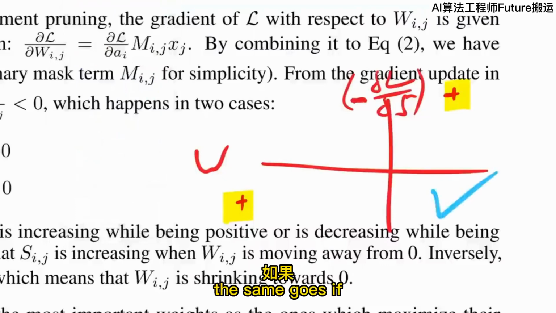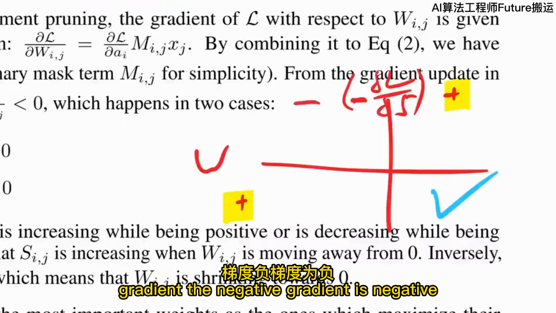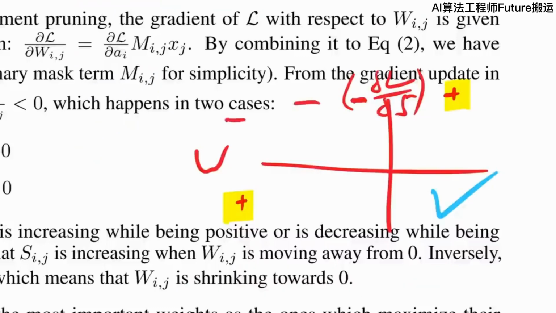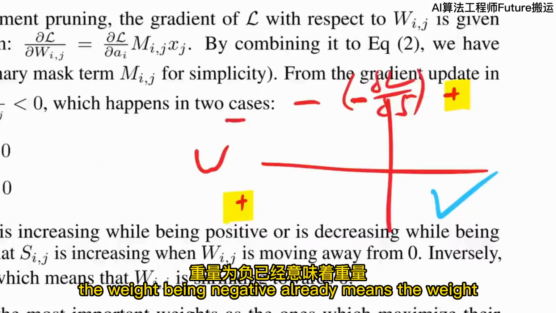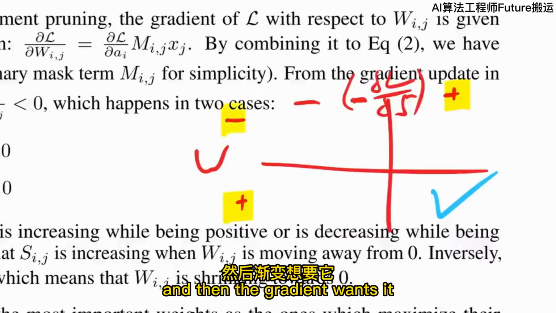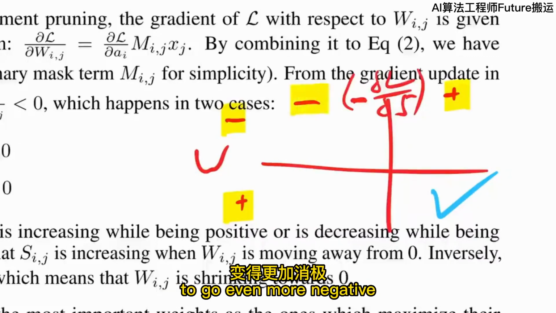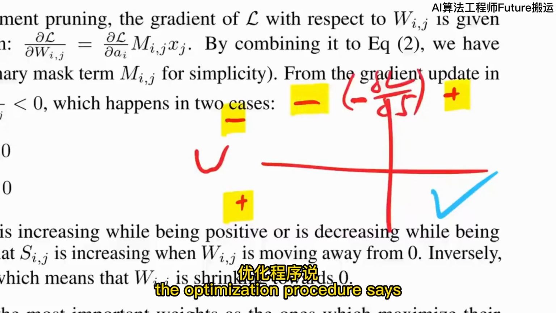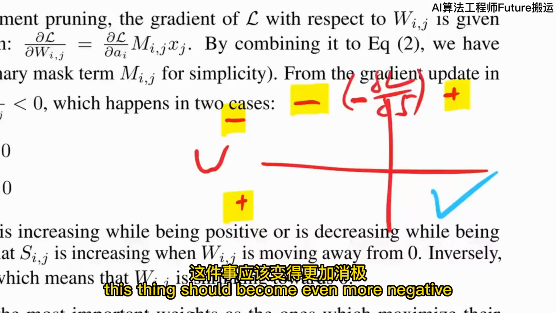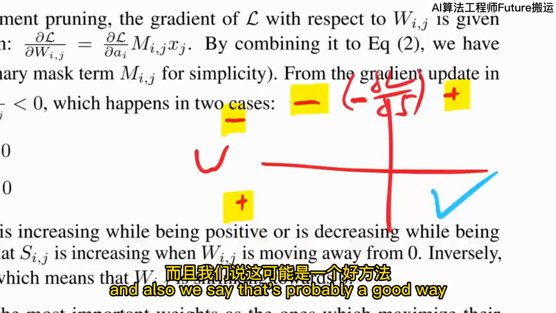The same goes if the negative gradient is negative and the weight is already negative. The weight being negative already means it has a negative sign, and then the gradient wants it to go even more negative, right? The optimization procedure says this thing should become even more negative, and also we say, that's probably a good weight.